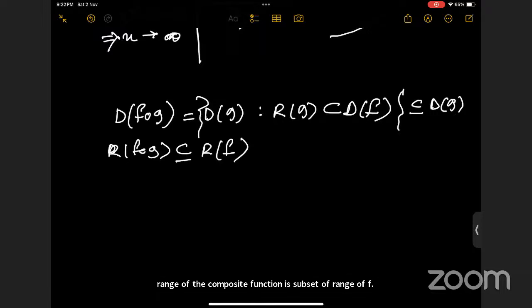Okay. Clear? Yeah, clear. Okay. Any other doubt?